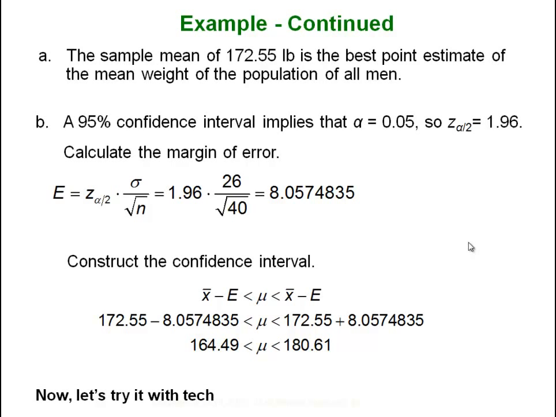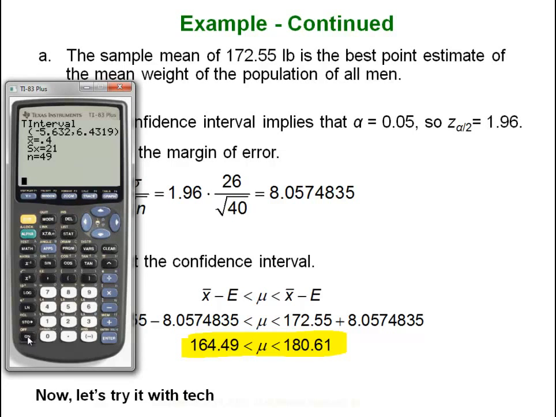So here's how we would do it with our samples. We've got a mean of 172.55. We want to be 95% confident, so our alpha is 0.05, which gets us back to that 1.96 that we seem to see all the time. We can calculate E to be that 8.057, and we get this nice little pretty interval down below. Yay, awesome. Let's do it with technology instead.